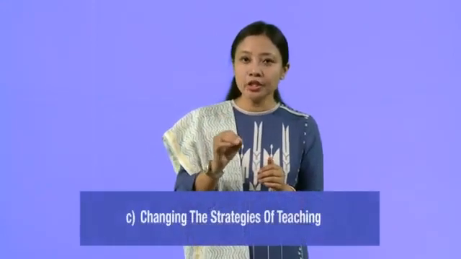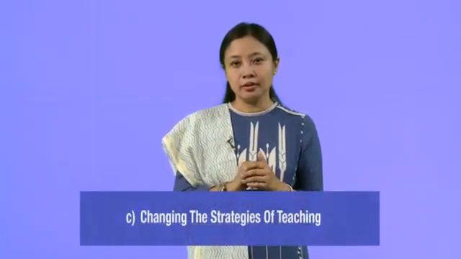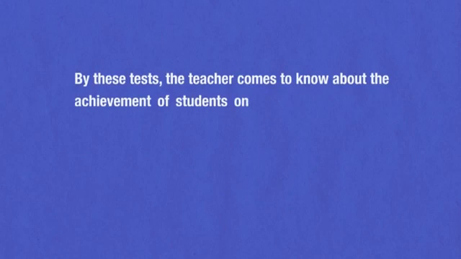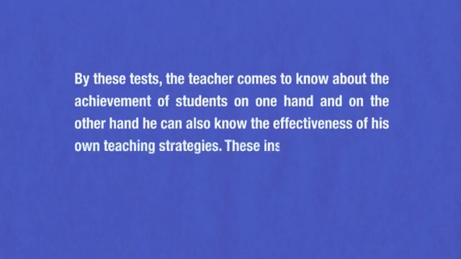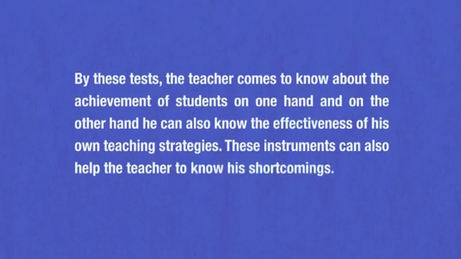C, changing the strategies of teaching. The results of the tests thus obtained enable identification of those terminal goals that were not attained or those that were partly attained. By these tests, the teacher comes to know about the achievement of students on one hand, and on the other hand, he can also know the effectiveness of his own teaching strategies. These instruments can also help the teacher to know his shortcomings.